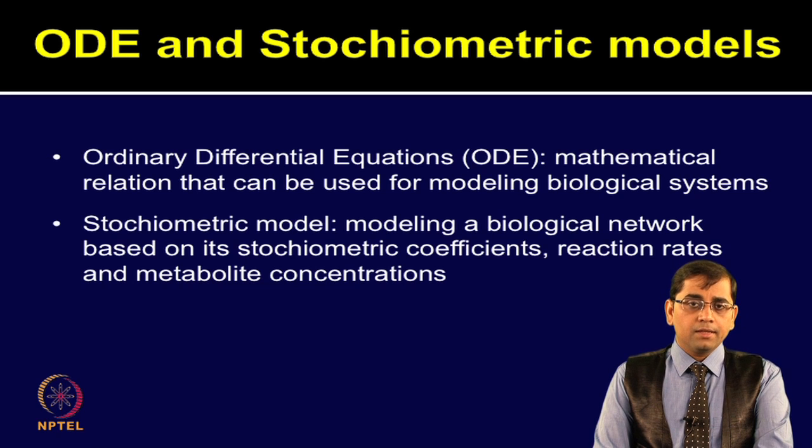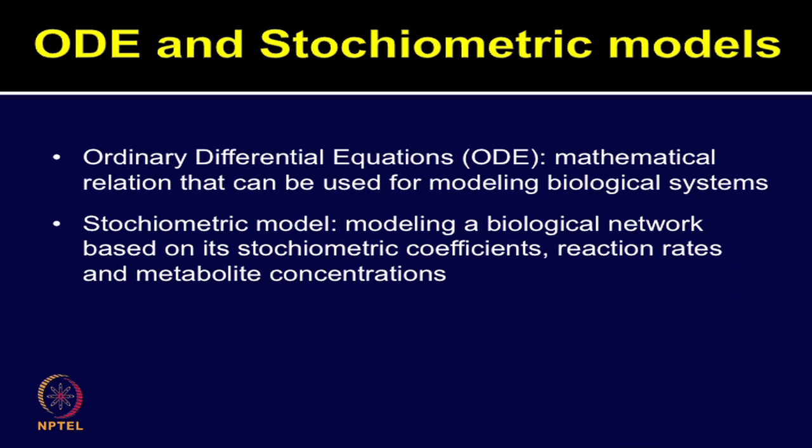What are ordinary differential equations and stoichiometric models? The quantitative analysis measures and names to make models for precise kinetic parameters of a system's network components. It also uses properties of network connectivity. The ODE is a mathematical relation that can be used for modeling biological systems. The quantitative models mostly use ODEs to link reactant and product concentrations through the reaction rate constant. To develop computationally efficient and reliable models of the underlying gene regulatory networks, these ODE models could be used. The stoichiometric model models a biological network based on its stoichiometric coefficients, reaction rates and metabolite concentrations.